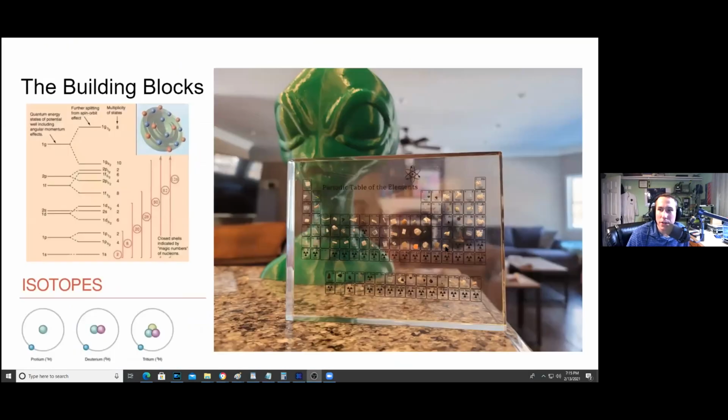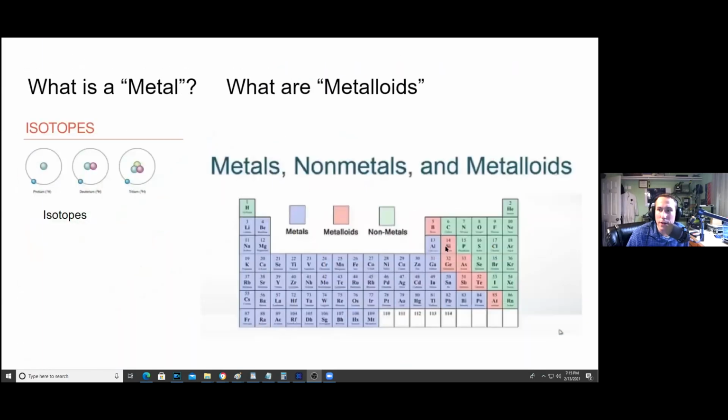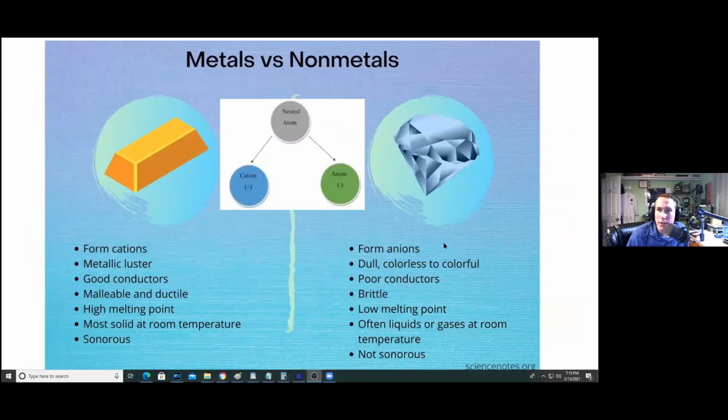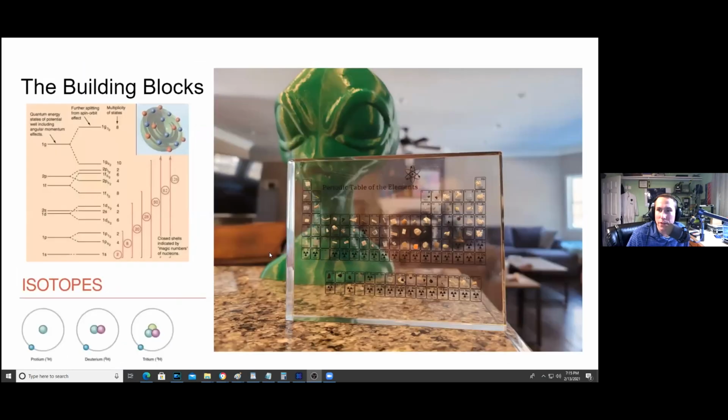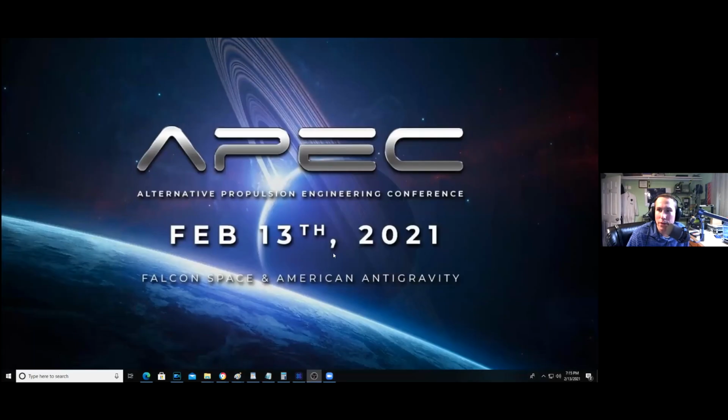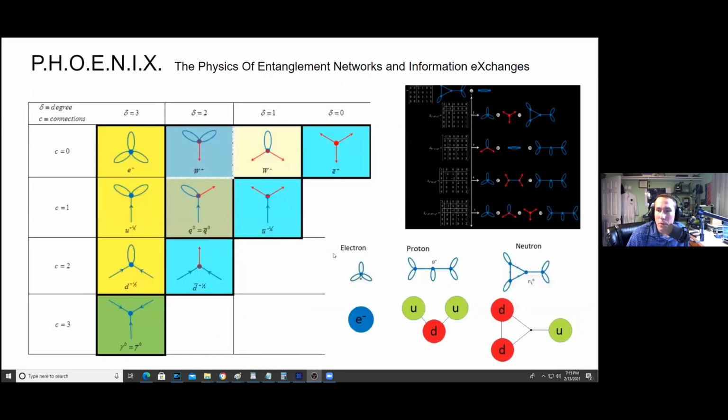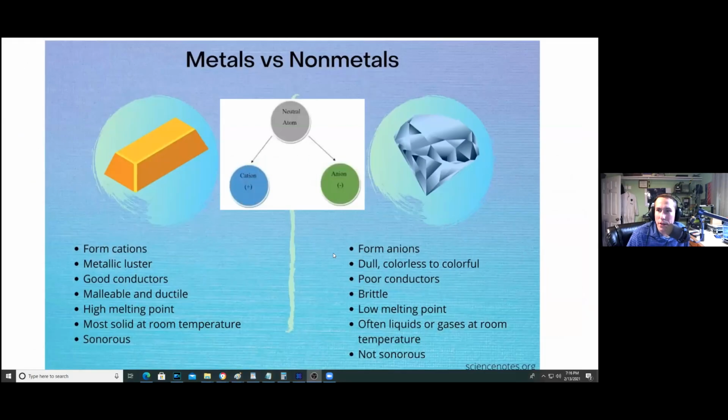So yeah, this was the presentation so far. I wanted to show some of those slides to the audience out there because they didn't get to see them. This was the Phoenix theory. This was the Higgs boson and all the particle physics. This was our table of building blocks. And that's me with some of my math professors on my graduation day.